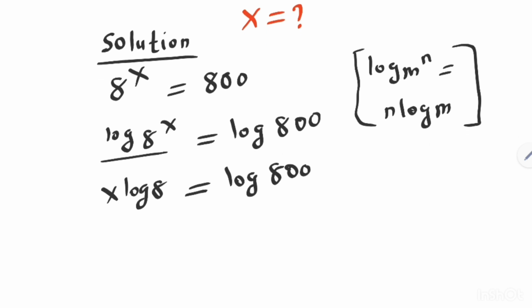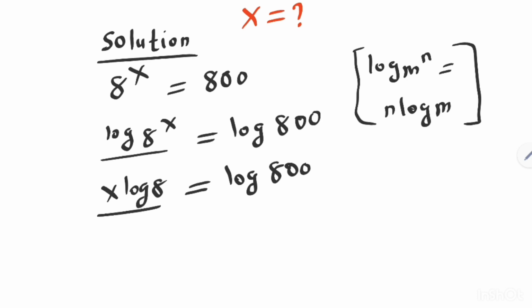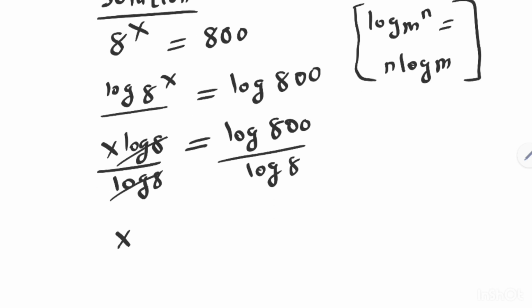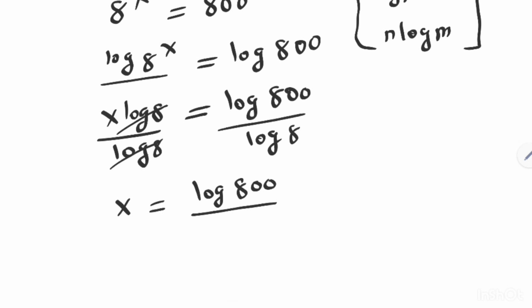Let us divide both sides of this equation by log 8. This divided by log 8, then this divided by log 8. This log 8 cancels this log 8. x is equal to log 800 over log 8.